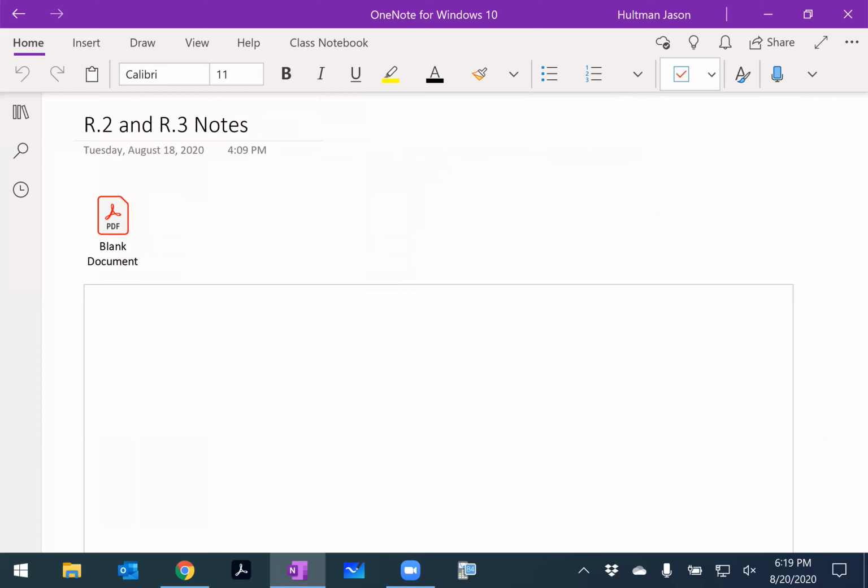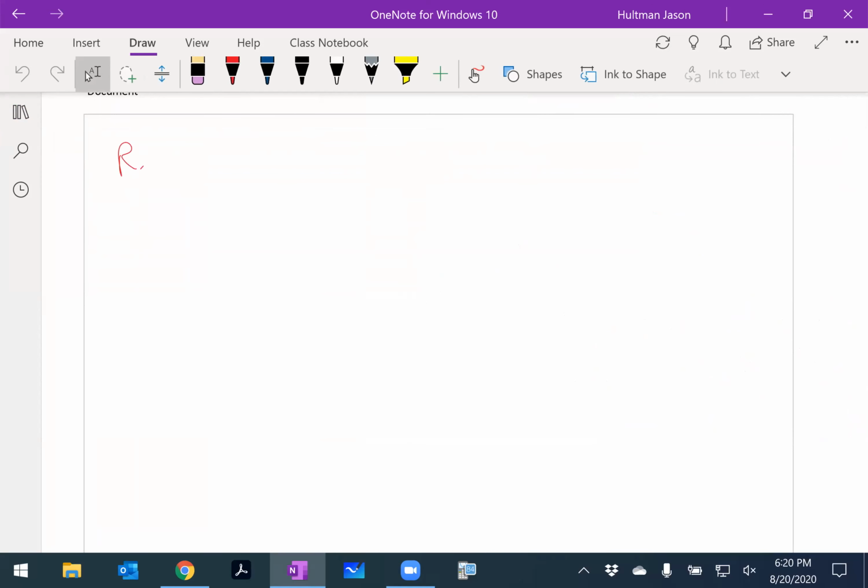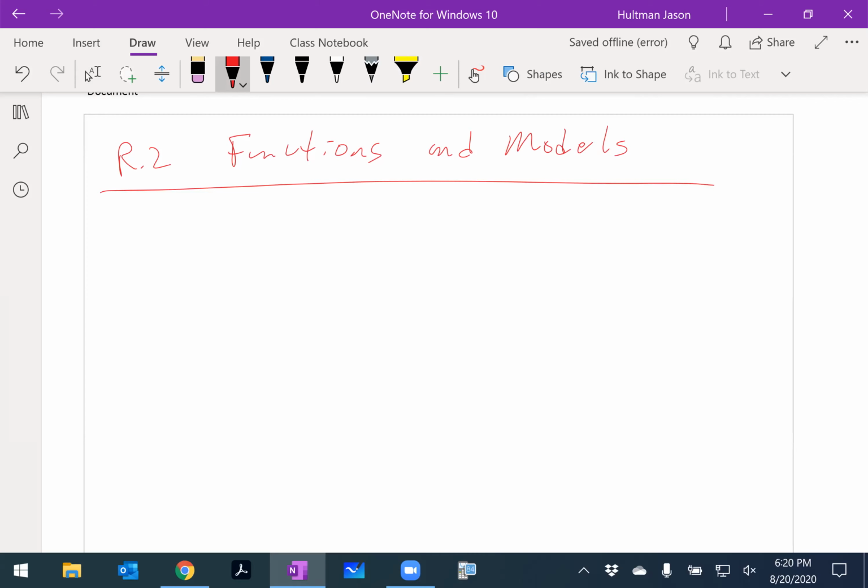Anyway, so let's go over R.2, which is functions and models. Okay, functions and models. So we're going to deal with models of cost, models of profit, models of supply, models of demand. We're going to go through all of those things. So we need to know what's a function, and how do we deal with functions and linear and quadratic models.